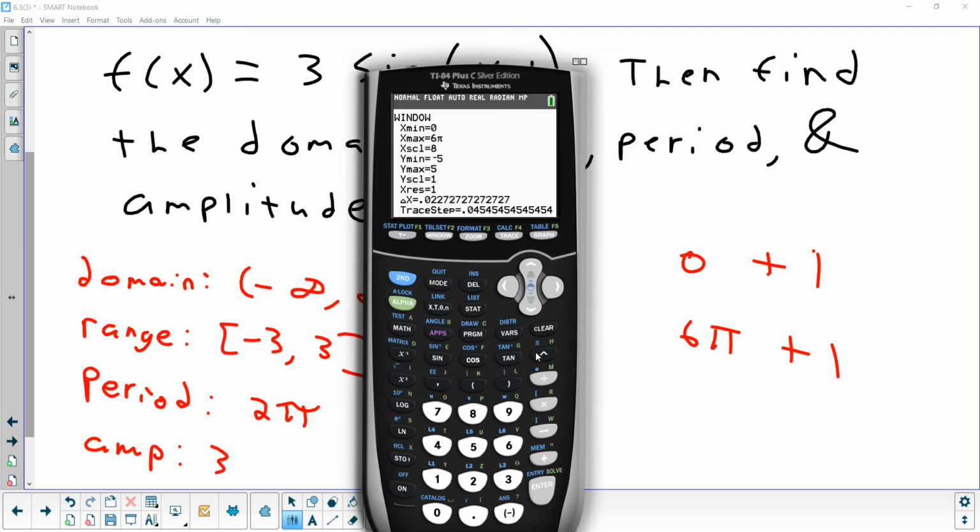6 pi plus 1. And we want that at 1. There we go. So now, perfect. It's starting right at the normal position of sine, and I get 3 cycles. And so I'm just trying to show you how to manipulate the windows so you don't cut a cycle off if that's what they had asked for. Okay. Any question on that?